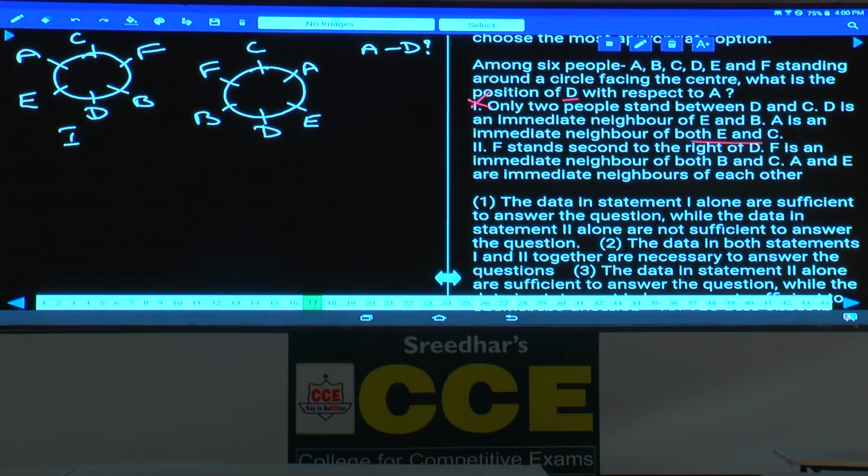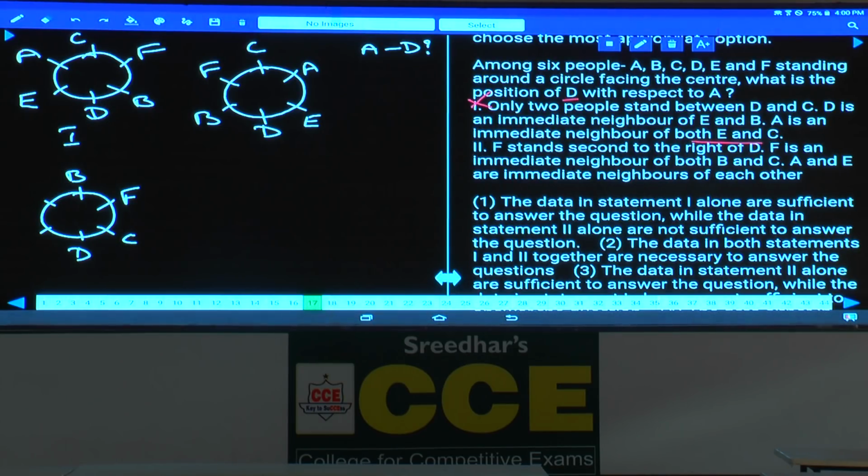Are you getting the answer or not? 1 alone is not sufficient because you are getting 2 answers. D can be either second left of A or second right of A. Then, condition number 2. F stands second to the right of D. F is seated second to the right of D. 1, 2, 3, 4, 5, 6. If D is here, F stands second to the right of D. F is an immediate neighbor of both B and C.